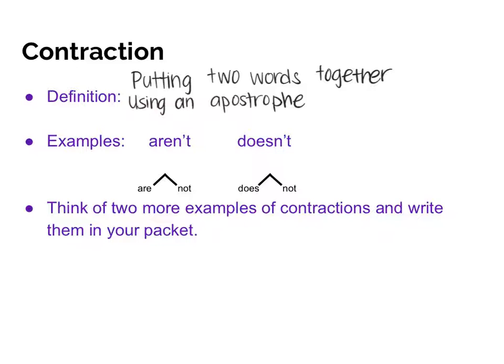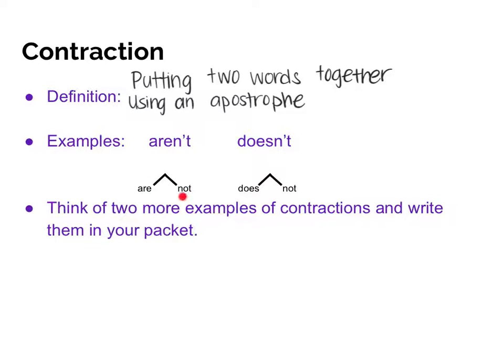So this is a little different than a compound word. With a compound word, we put one whole word and another whole word together and made a new word. Here we're doing one whole word but part of another word. For example, aren't is formed by putting these two words together, are and not.